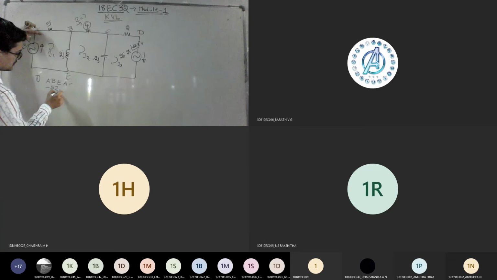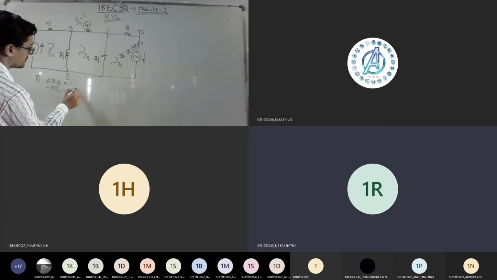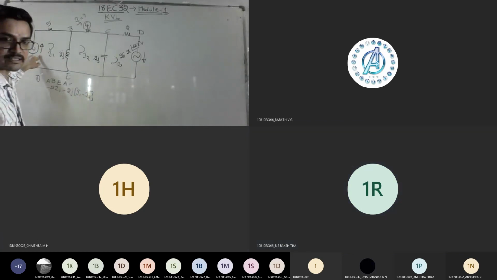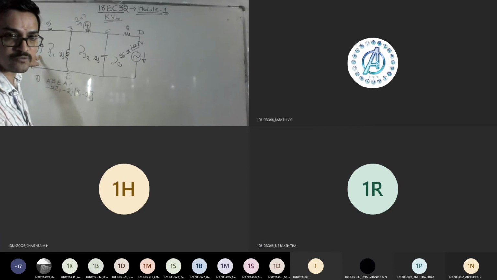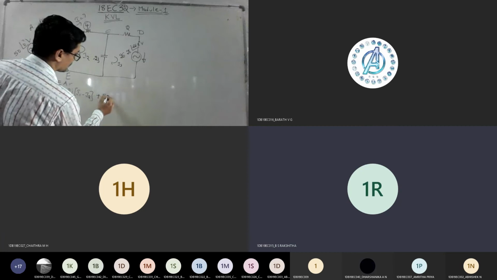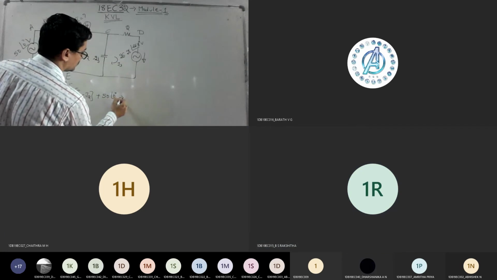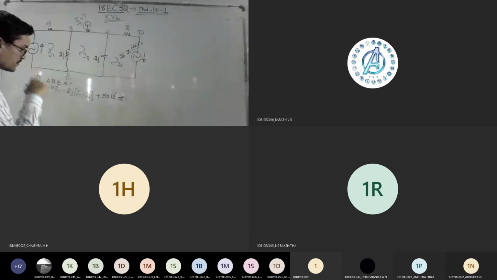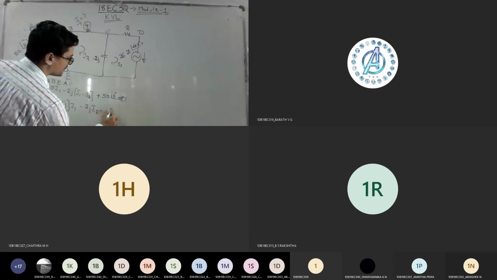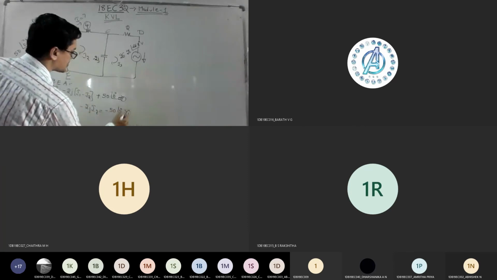Minus 5 I1 minus 2j, I1 minus I2, correct. Then here, for the arrow mark, I told you the tail indicates negative and the head indicates positive. So the flow is from minus to plus, so it should be plus, equal to 0. If we simplify this further, you can write minus 5 I1 minus 2j I1 plus 2j I2 is equal to minus 50 at an angle 0. So is that your first equation?